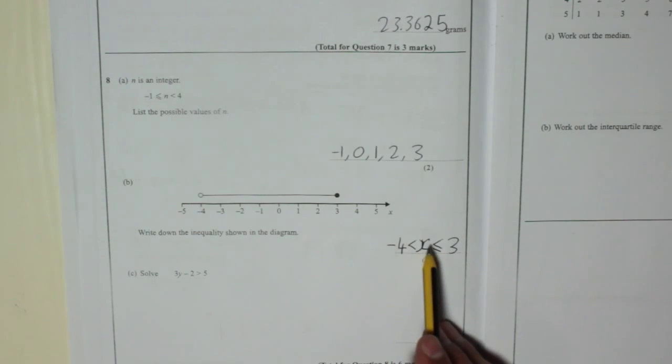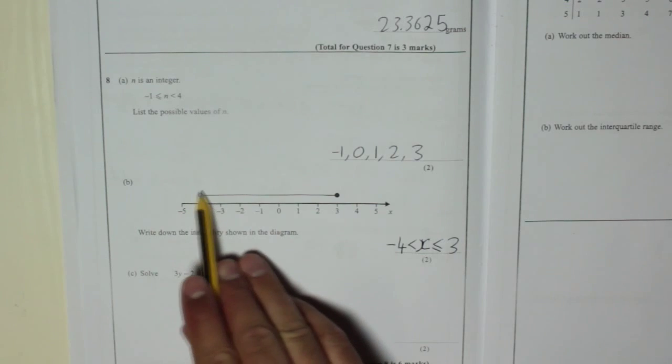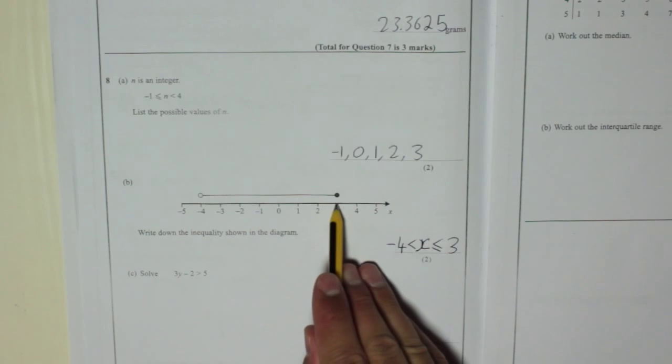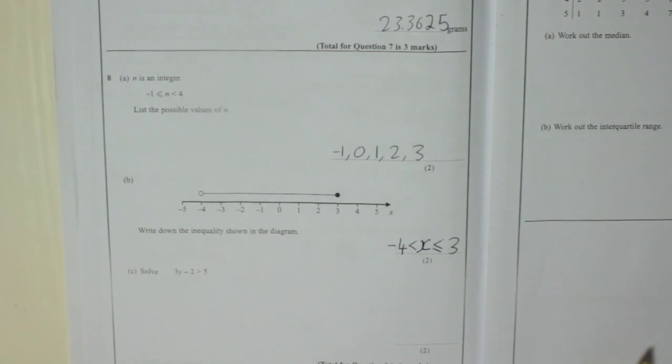Minus 4 is less than x, which means x is greater than minus 4. But it can't be minus 4 because it's not coloured in. And x is less than or equal to 3, because it goes all the way up to 3, and it includes 3 because it's coloured in. That's how you know.